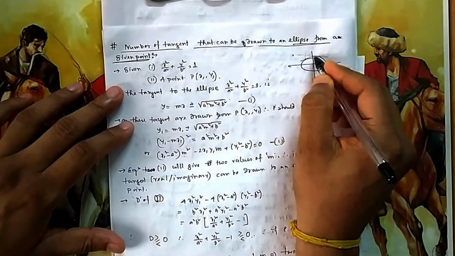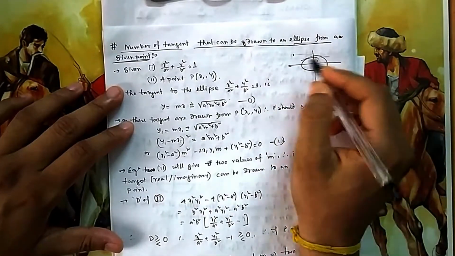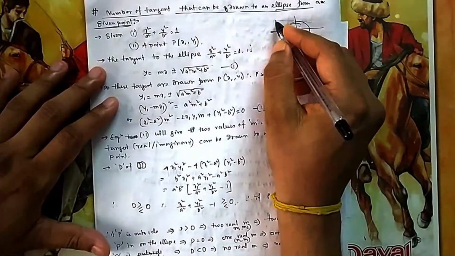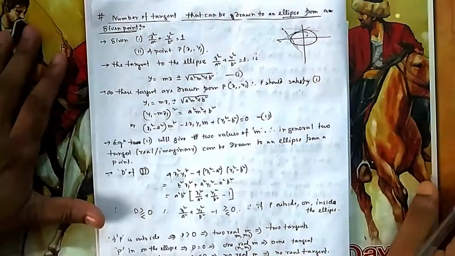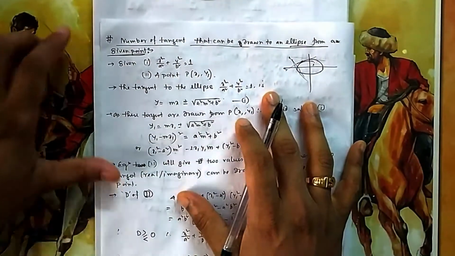If it is on the ellipse, then only one. If it is inside, then no tangents. So from the graph you can see, if it is outside there are two tangents, if it is on, one, and if it is inside, then no tangents. So the same conclusion we will draw mathematically also.